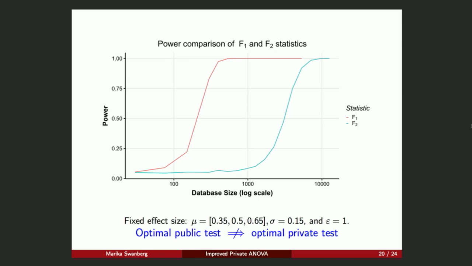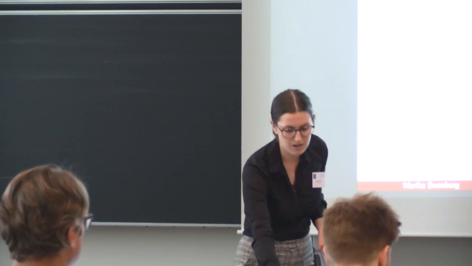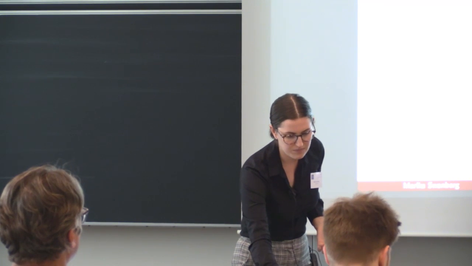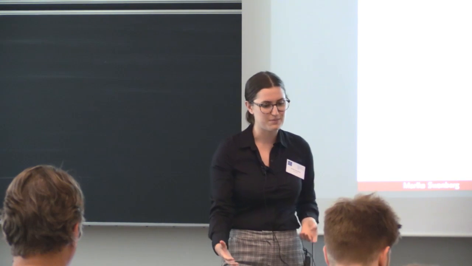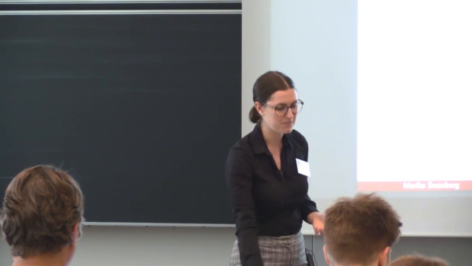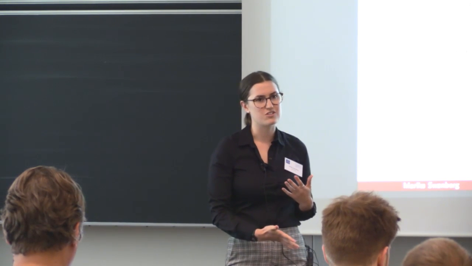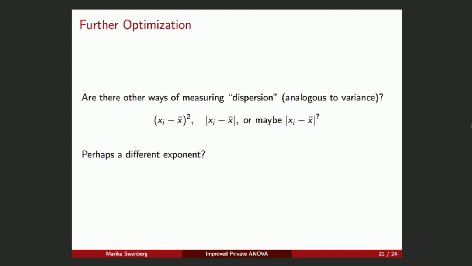So it's an order of magnitude improvement, essentially. And more interestingly, the F test is optimal in the public setting, but it turns out it's not optimal in the private setting. So I guess in general, we can't assume that what's optimal publicly will also be optimal privately. We also did some further optimization. Going back to our dispersion metric, we thought maybe we could choose a different exponent. There's no reason that one should be the best, like maybe 0.3 is optimal, but it turns out one is optimal in this case for power.